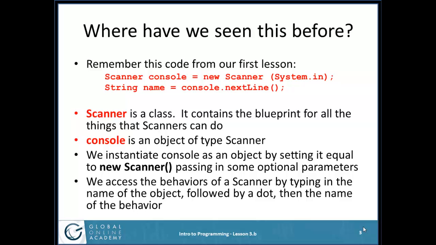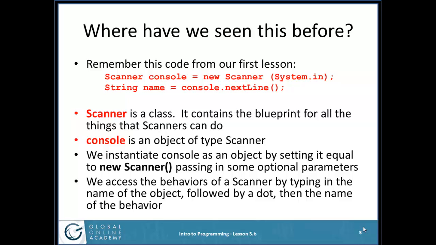We have to say console = new Scanner to say, all right, Java, figure out what's in that blueprint called Scanner. How big is it? What data fields does it have? What needs to go into it? What sort of behaviors can anything that is of type Scanner do? Go find all of that, set aside some memory for it, and refer to that memory by the name console.